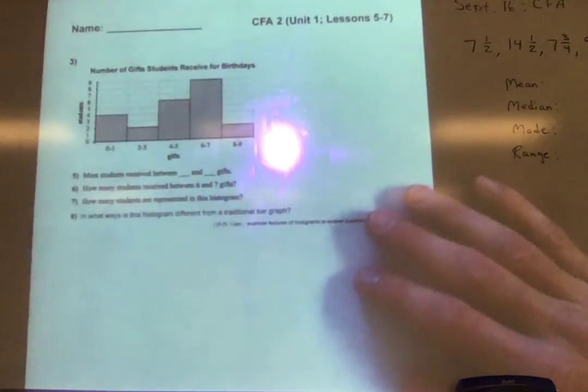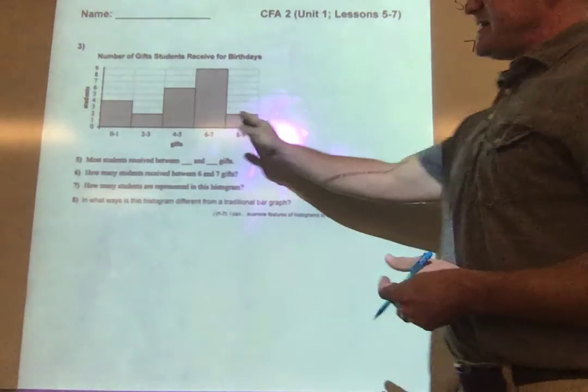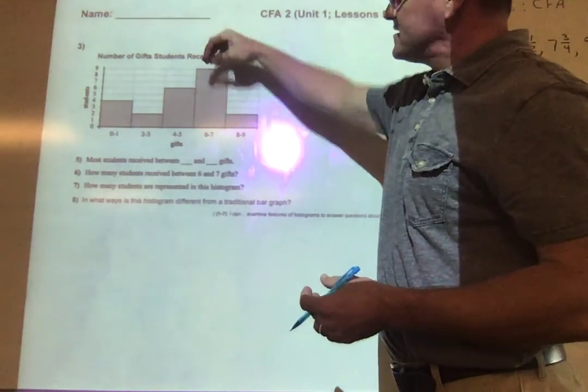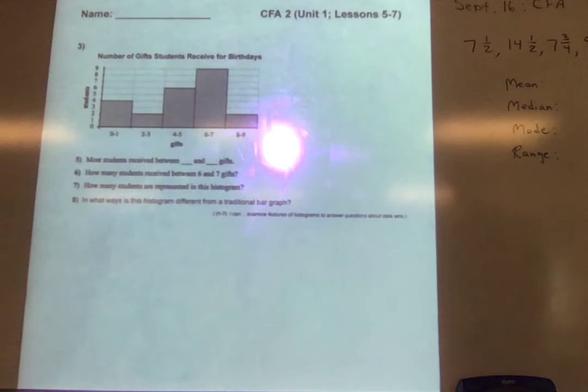And then we had one more question on the back. If you want to flip over, we're going to read these histograms now, and make sure we understand them. Remember, they're like a bar graph except they touch, and these are called bins. That's how many people fall into those bins, how many people received that many gifts in this case.